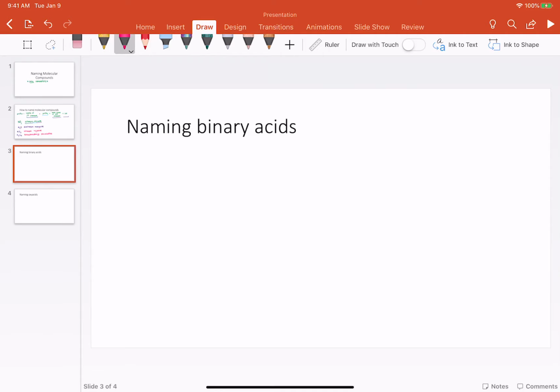So there are certain types of molecular compounds that are named in a slightly different way just because the way that they behave as compounds is very specific, and these are acids. So there are 2 main types of acids, and the first ones are binary acids, and these contain only 2 elements.